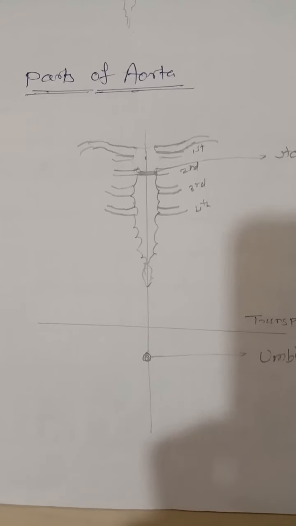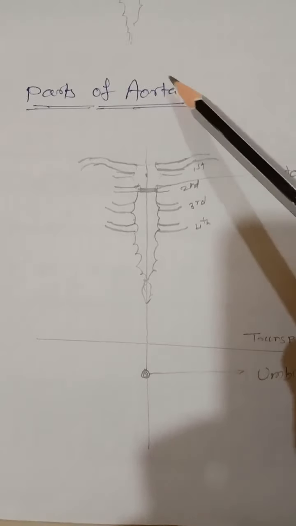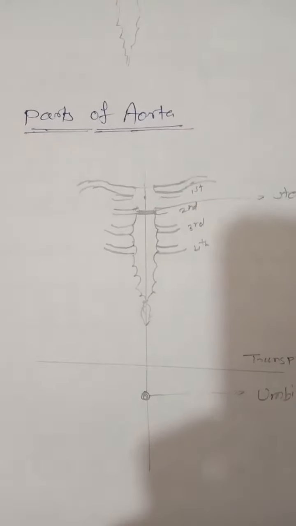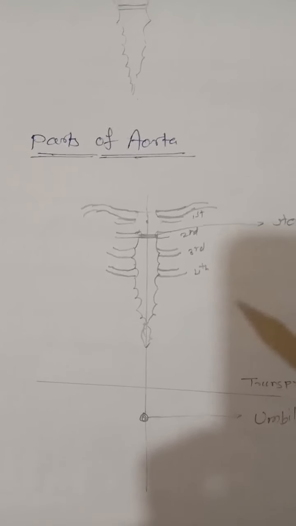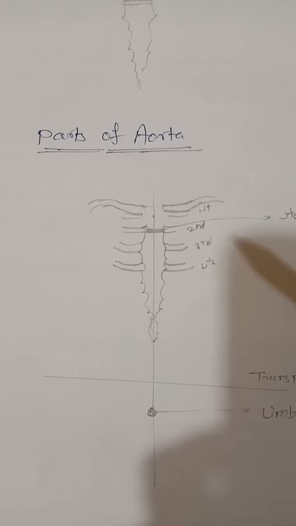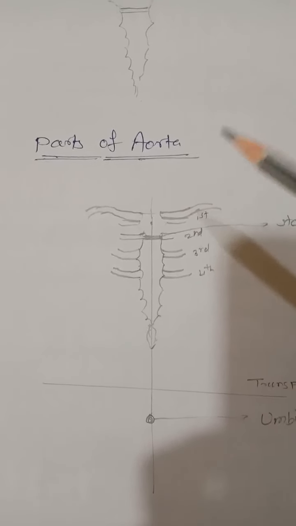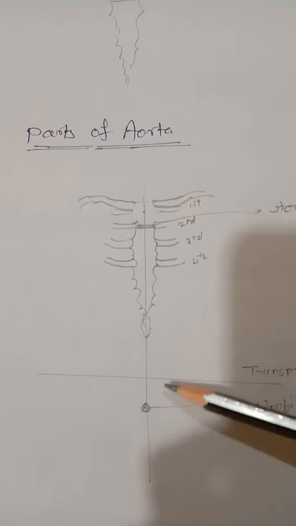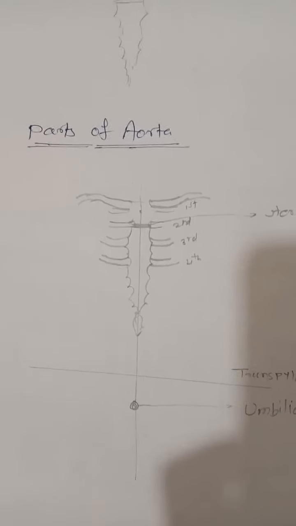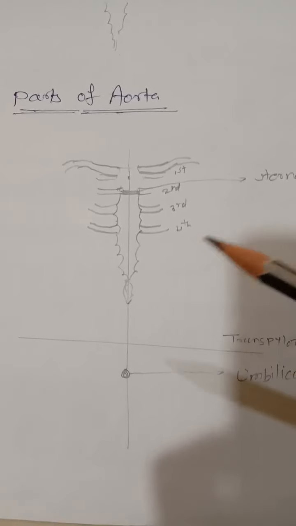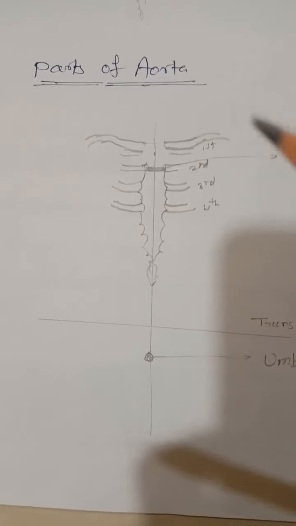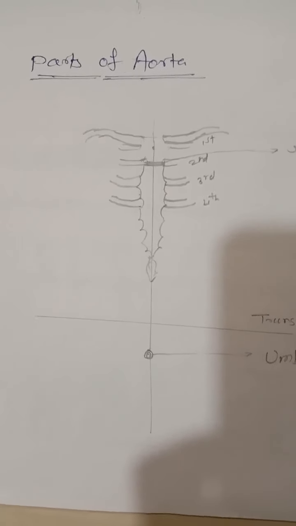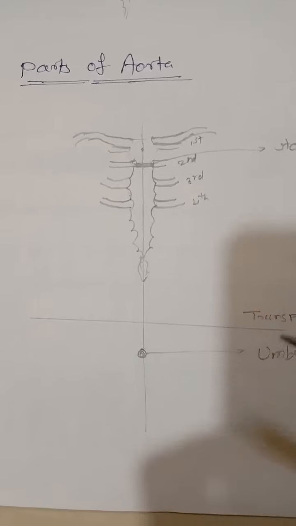After that, let's see the surface anatomy of the aorta. As you know, the aorta has different parts: the ascending aorta, then the arch of aorta, then the descending thoracic aorta, and then the abdominal aorta. So those are the 4 parts of the aorta we have to draw on the surface anatomy. Firstly, we should draw the ascending aorta.